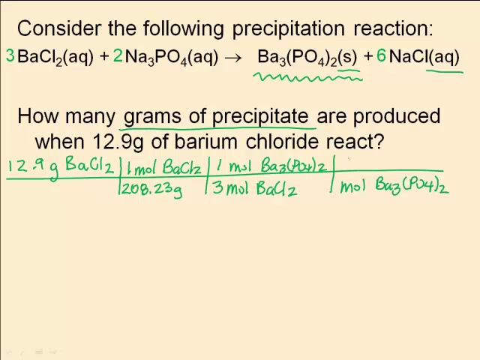The molar mass for this compound is 601.93. Grams of barium chloride cancels, moles of barium chloride cancels, moles of barium phosphate cancels, leaving us just with our grams of barium phosphate when we solve. The final answer to this question comes out to be 12.4 grams of Ba3(PO4)2.